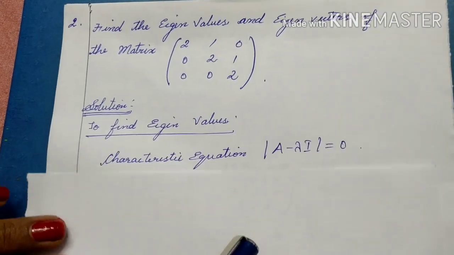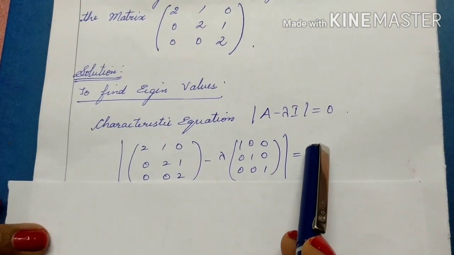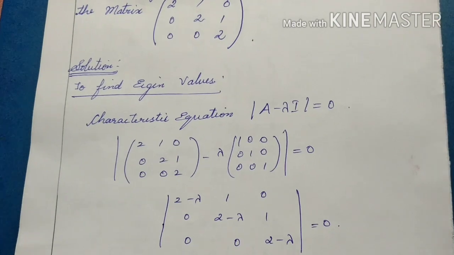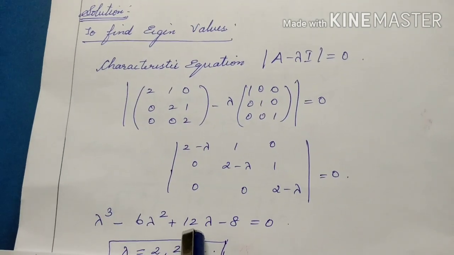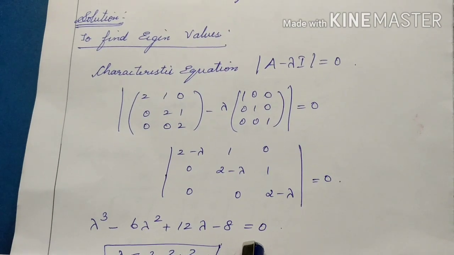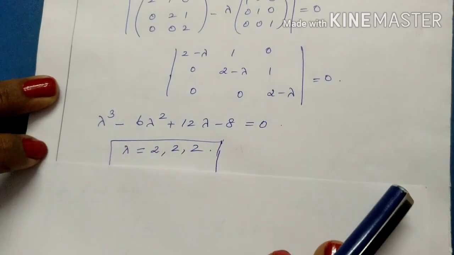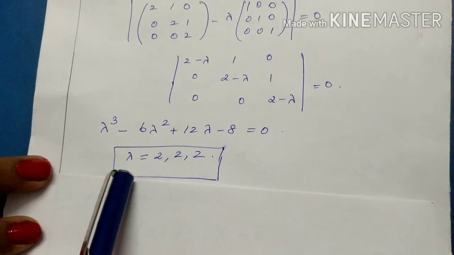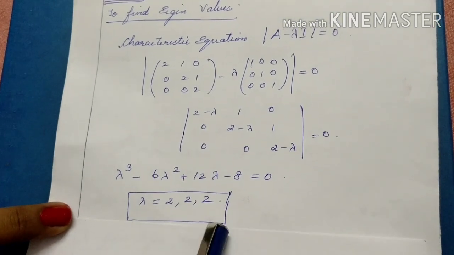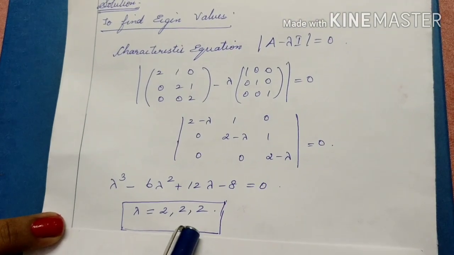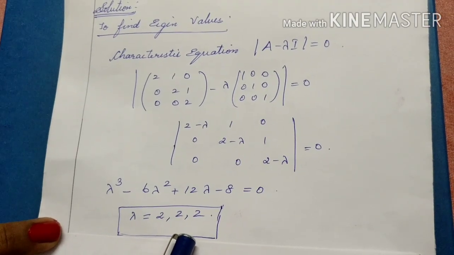So as usual, we are going to find the eigenvalues first. So get the characteristic equation A minus lambda I is equal to 0. So we'll be arriving at the characteristic equation lambda cube minus 6 lambda square plus 12 lambda minus 8 is equal to 0. Proceed in the same way as I did for the earlier problem. And using synthetic division, I'll be getting my lambda value as 2 2 2. Now you could check here all your three eigenvalues are same. So how are we going to proceed for this? How are we going to find the eigenvector in this case?